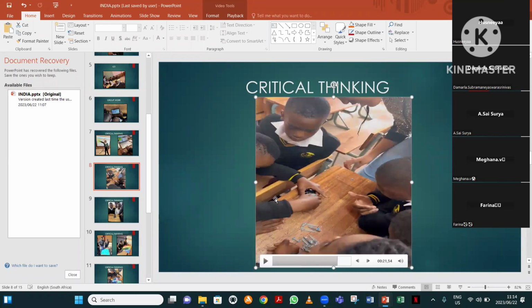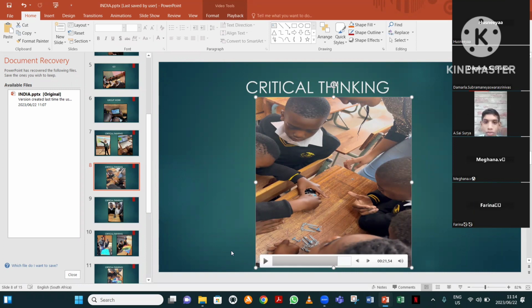Okay, so in this slide, my learners here, I was teaching them how to code a robot. They were building a robot here. It's part of our life skills curriculum, teaching them coding and robotics, you know? We're teaching them about coding and robotics. So here they were building a robot. So they were coding it.